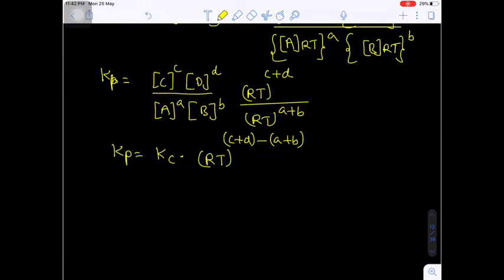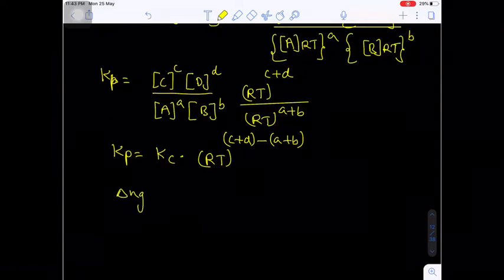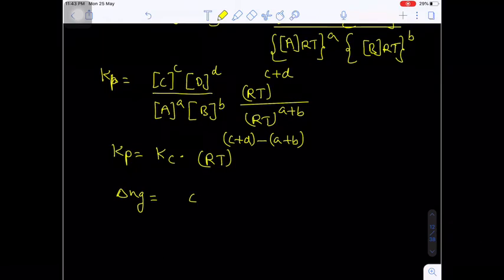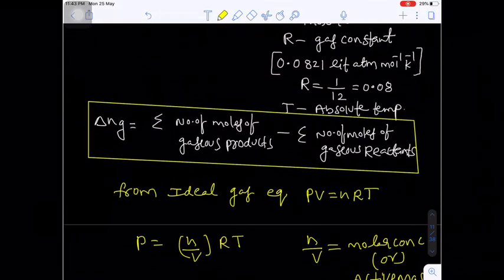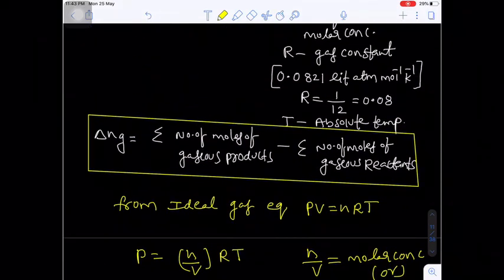Now here, what are c and d? The stoichiometric coefficients of the products. What are a and b? The stoichiometric coefficients of the reactants. So I am writing delta Ng as the total number of moles of gaseous products, c plus d, minus the total number of moles of gaseous reactants, that is a plus b. This is the delta Ng.